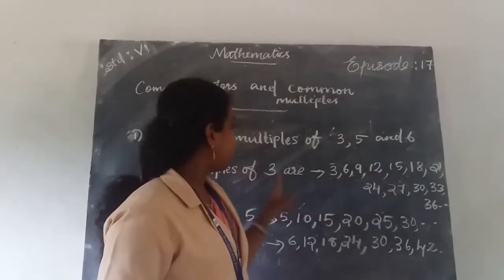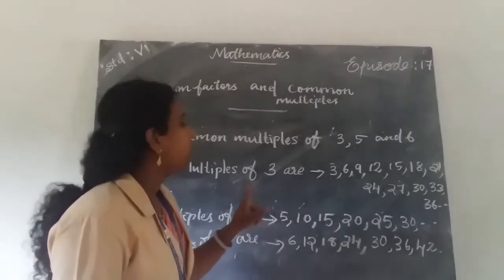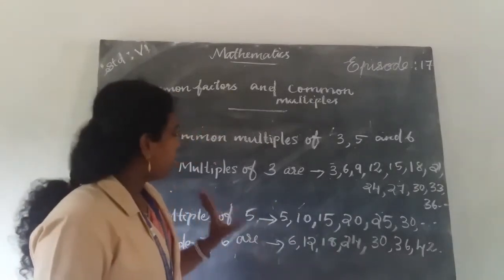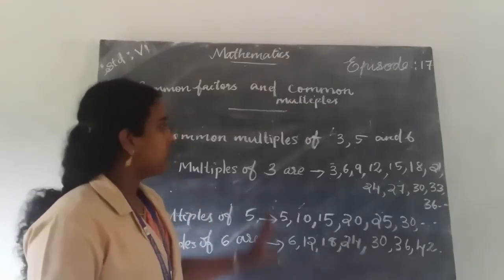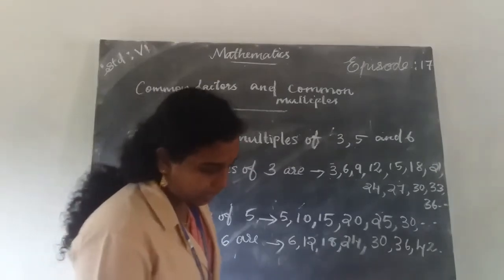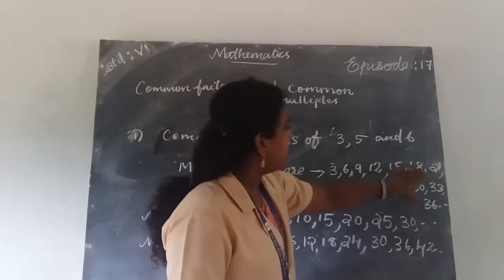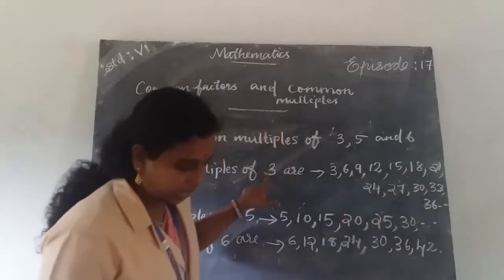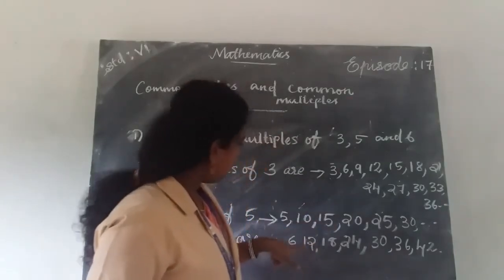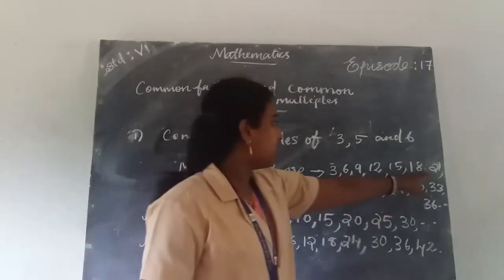Then 15. 15 is a multiple of 3 and 15 is also a multiple of 5, but it's not a multiple of 6. So 15 is also not a common multiple of 3, 5 and 6. And the next number is 18. 18 is a multiple of 3 and 18 is also a multiple of 6, but it's not a multiple of 5. And here 21.